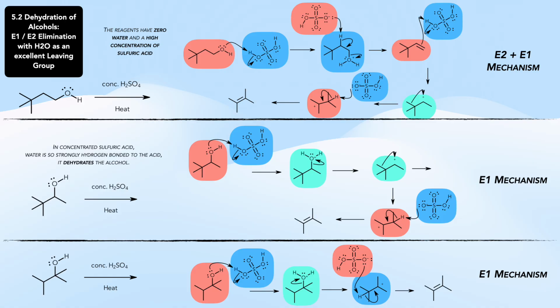In concentrated sulfuric acid, water is so strongly hydrogen bonded that it effectively disappears from the reaction environment. This pushes the alcohol to shed water, a true dehydration. Tertiary alcohols undergo E1, secondary can show mixed E1, E2, primary tend towards E2.